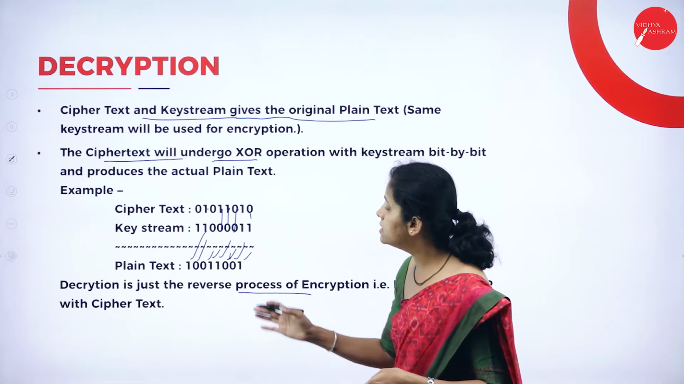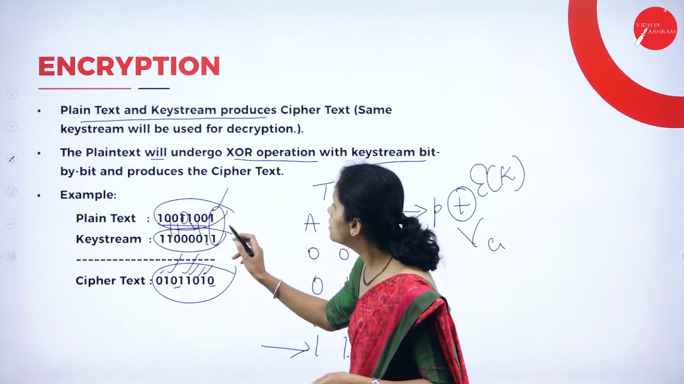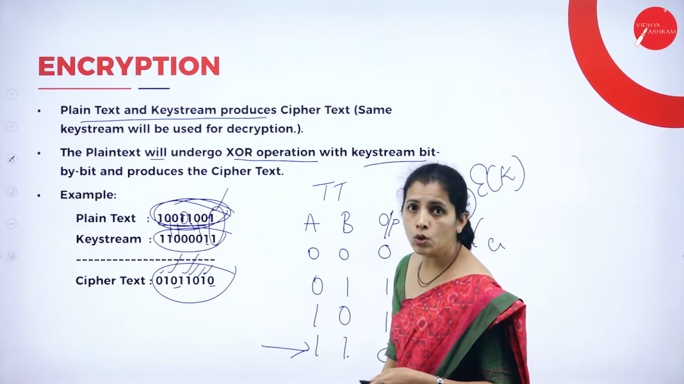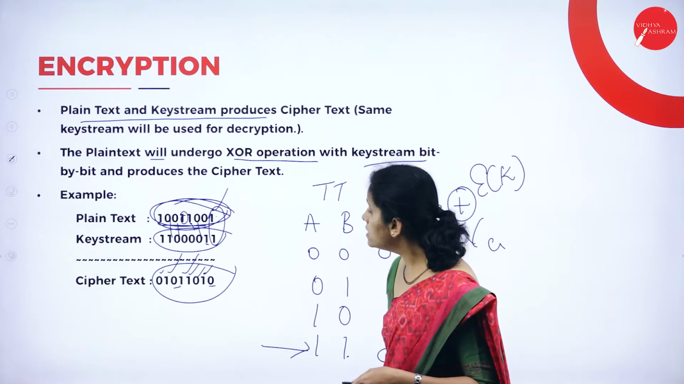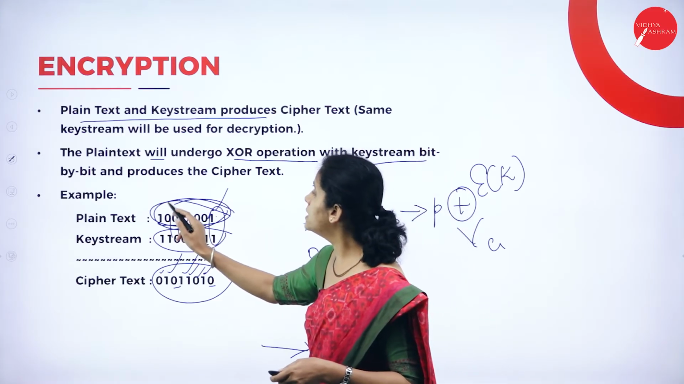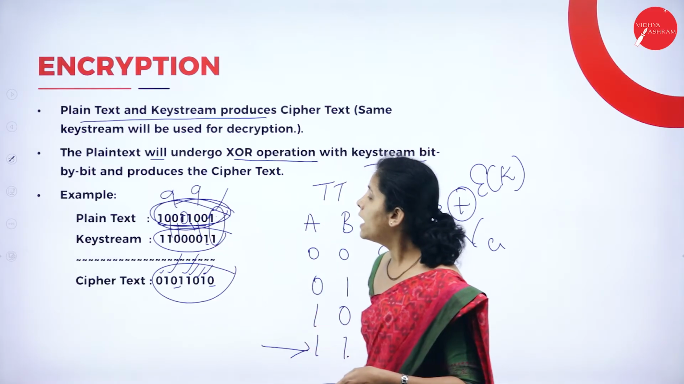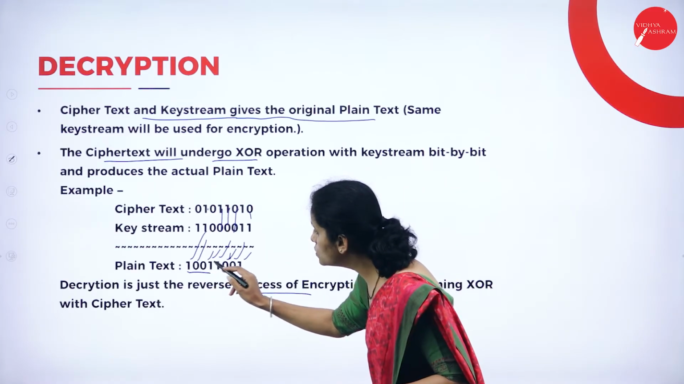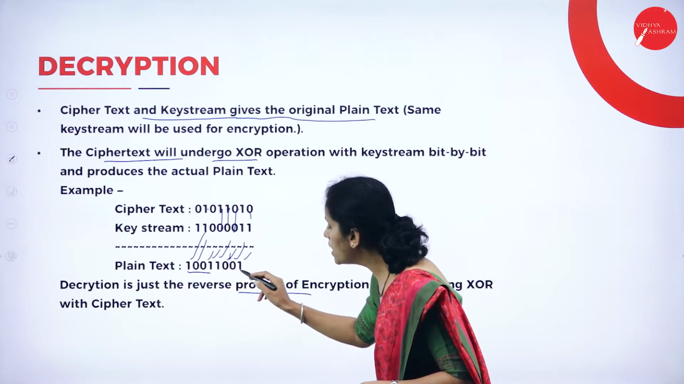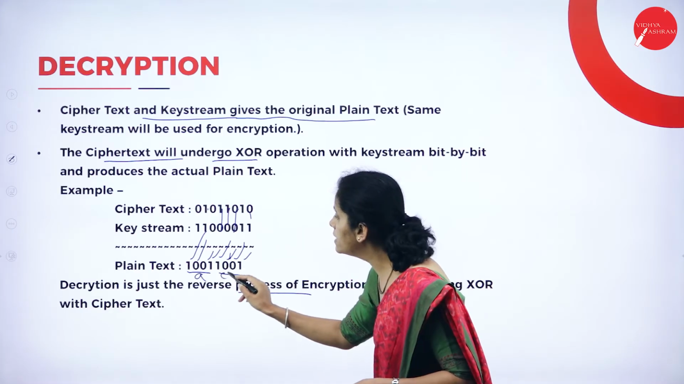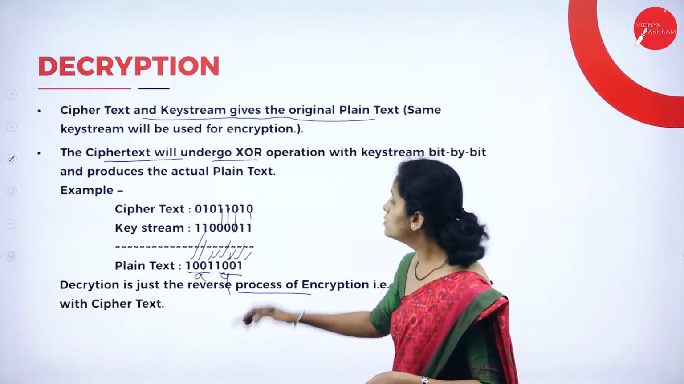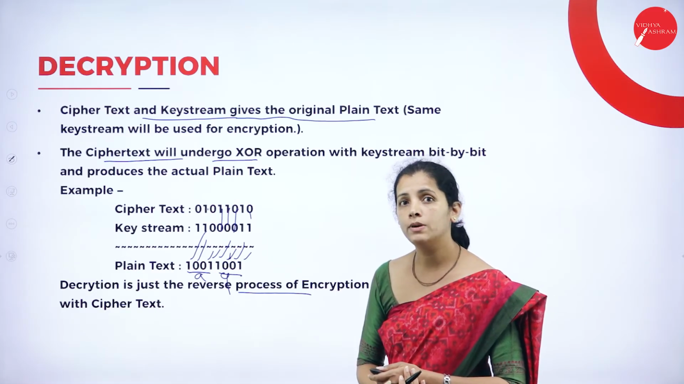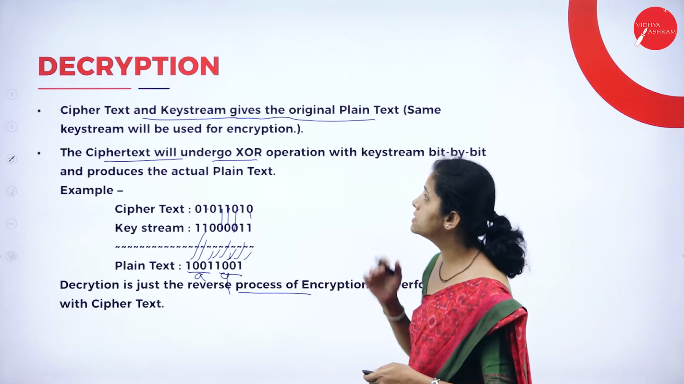If I consider the previous slide, what is the plain text I have? 1, 0, 0, 1, 1, 0, 0, 1, which is nothing but 9 and 9. If I move here, I get 1001, 1001. It is nothing but 999. So this is the way we can perform encryption as well as decryption in stream cipher.